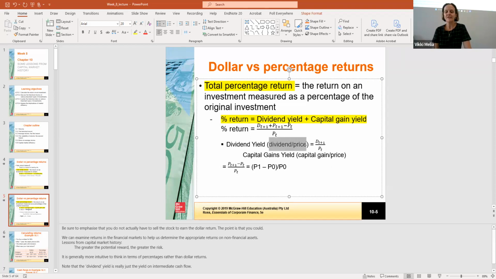So dividend yield is just the dividend divided by the price. The capital gains yield is just the capital gain divided by the price. We express them as a percentage. We add the percentages together and we get the total rate of return from the share.